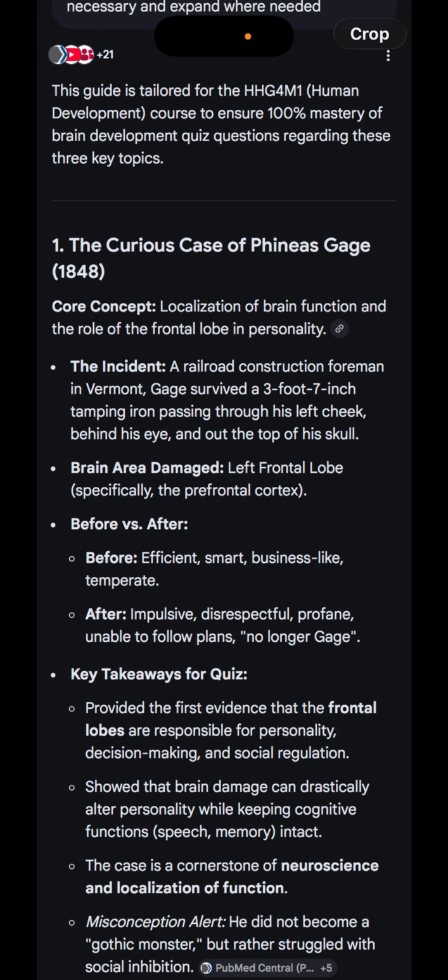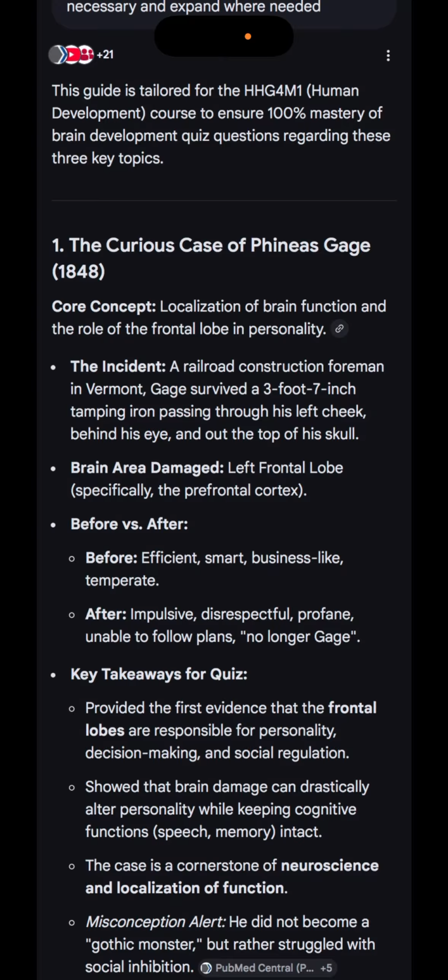Anyway, so cases. The Curious Case of Phineas Gage, 1848. Core concept, localization of brain function and the role of the frontal lobe in personality. Incident, a railroad construction foreman in Vermont. Gage survived a 3-foot-7-inch tamping iron passing through his left cheek behind the eye and out of the top of his skull. Brain area damaged, left frontal lobe, specifically the prefrontal cortex.